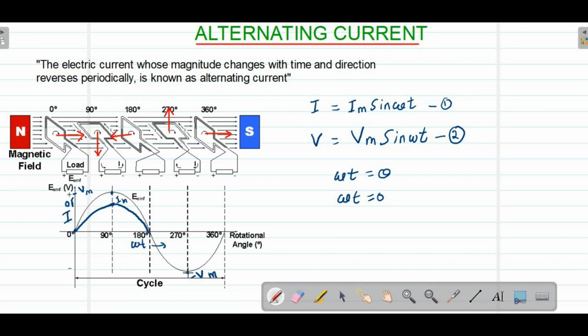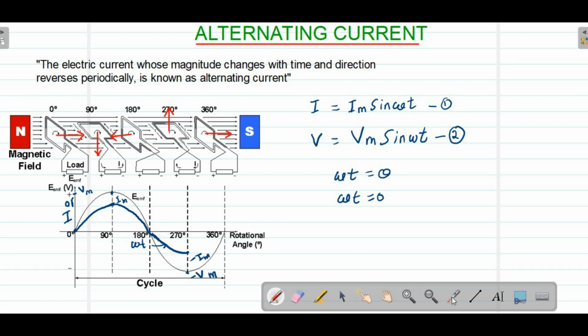Voltage reaches negative maximum. At the same time, in the equation of current also, if I substitute omega t equal to 270 degrees, sin 270 is minus 1, I becomes minus Im. It means current also increases in the reverse direction, the opposite direction, and becomes maximum at 270 degrees. So this is minus Im. This value is a negative value, minus Im.